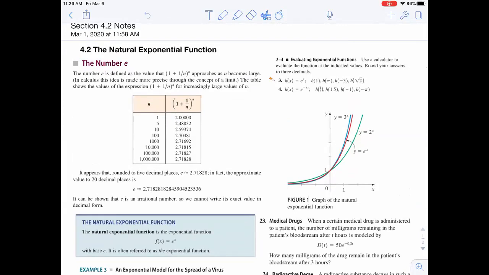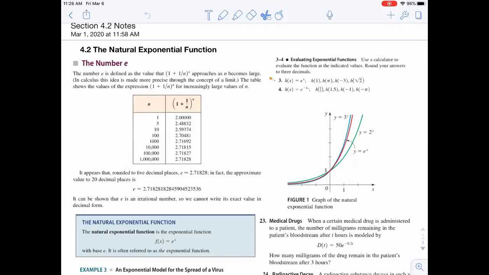There's a song, I can't remember how it goes, but e is a number 2.71828, and then it just keeps going and it lists a bunch of the numbers. But anyways, that doesn't matter, right?